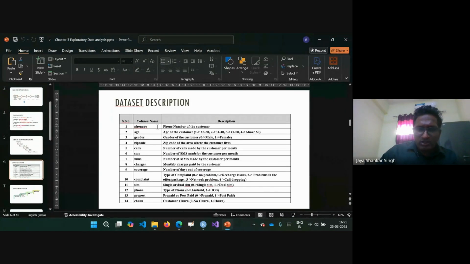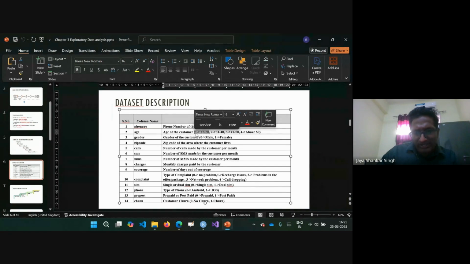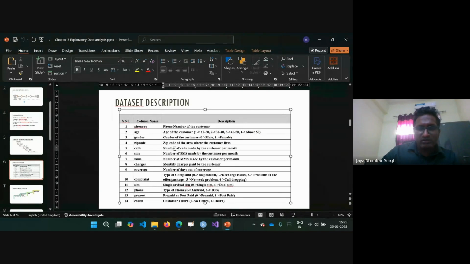So the first column talks about the phone number of the customer. Obviously, that is a truncated number. We want to maintain the privacy of the consumer. Now, age is there, age of the consumer. One means it is in a group of one, representing 18 to 30, two represents 31 to 40. So this understanding of data is very important. Without the data description, you cannot randomly go on and analyze any data.